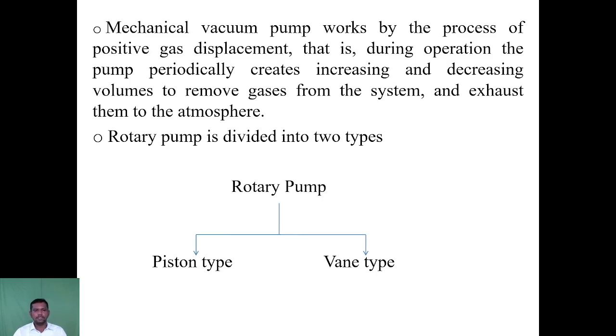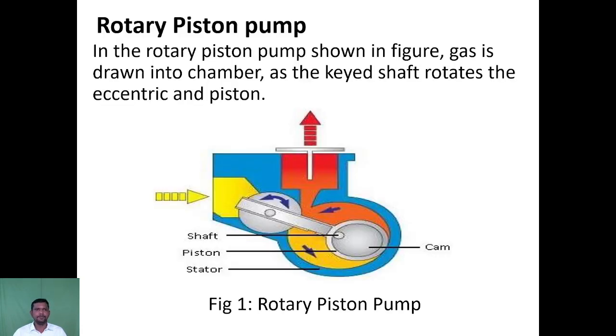Then this rotary pump is classified into two types again. It is classified into different types, but we are going to concentrate on only two types, that is piston type and vane type. This is the schematic diagram showing the working mechanism of a rotary piston pump.